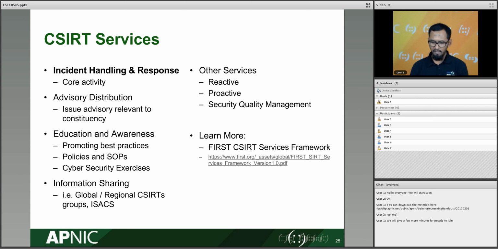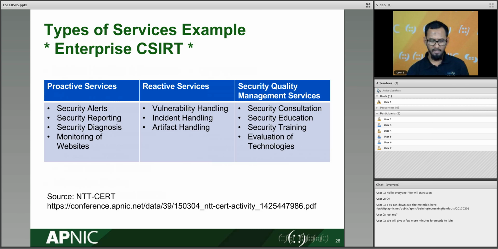So I'd highly recommend that you check out this document. It's called the FIRST CSIRT Services Framework, which was developed by the FIRST community. It'll give you a better idea of what CSIRTs can do.